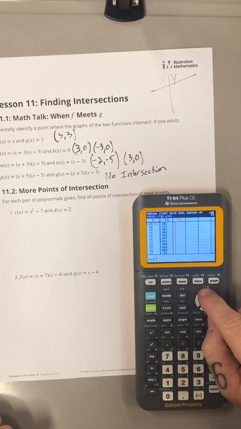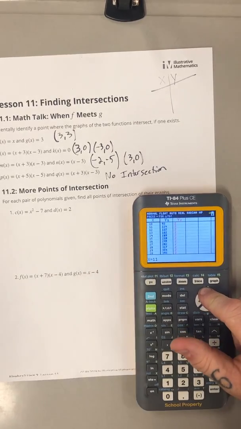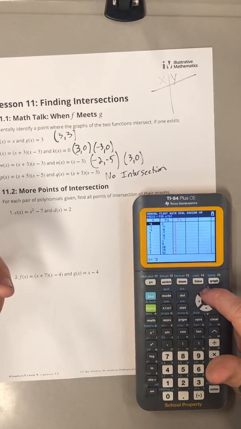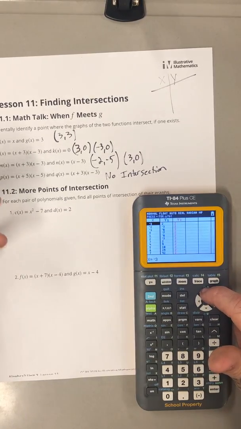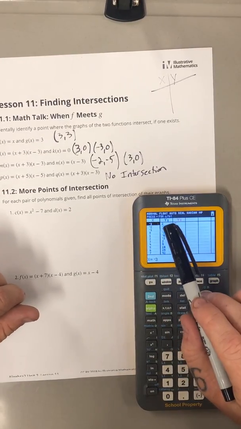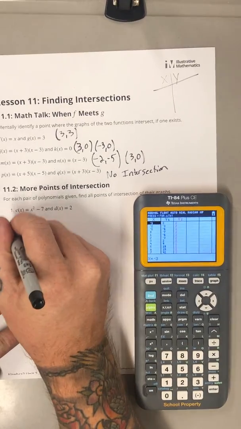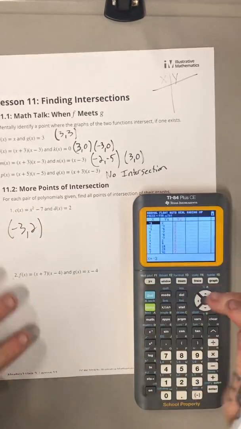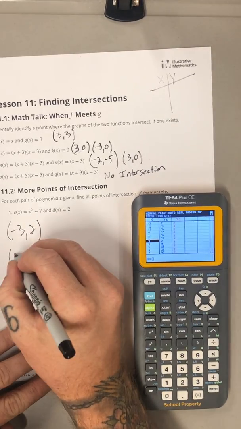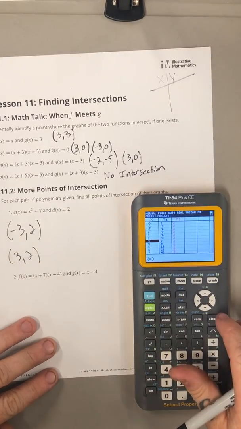I got a negative and a positive. Now I have to go back. The crazy thing about this is like wherever you leave off in the table is where you pick up. So if somebody in another class went to like 500, you're gonna have to go back to 0 or reset it. So, all right, so -3 and 2 is one intersection. And now I know I have a positive one, and I can see it right here at 3 and positive 2. So those are the intersections for number 1.